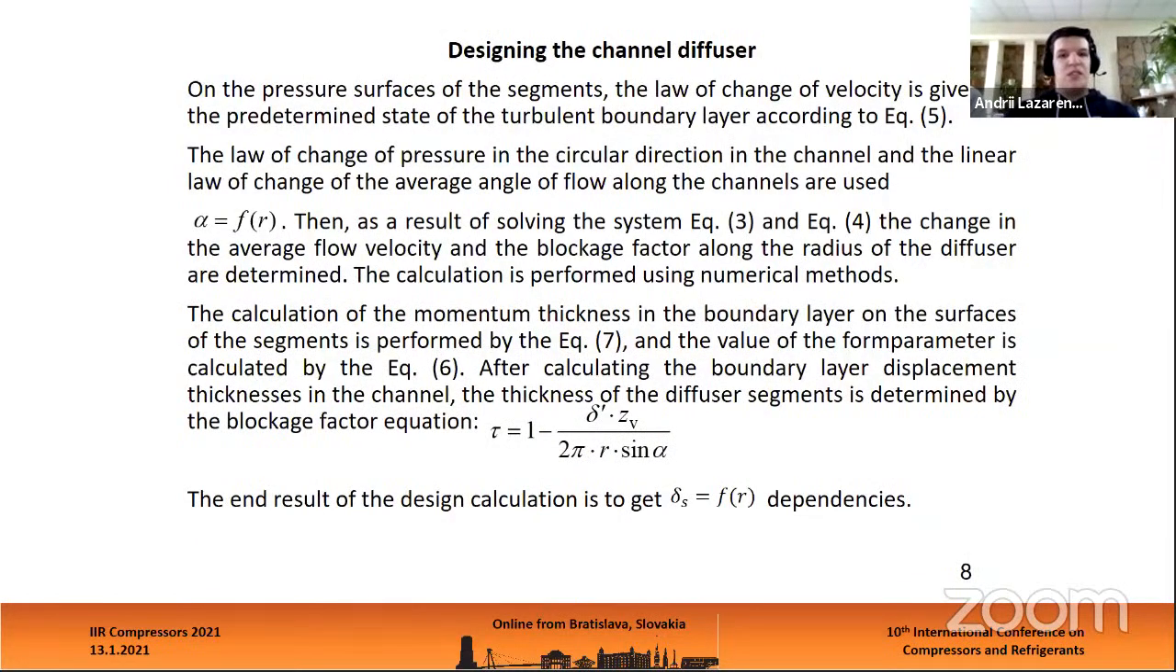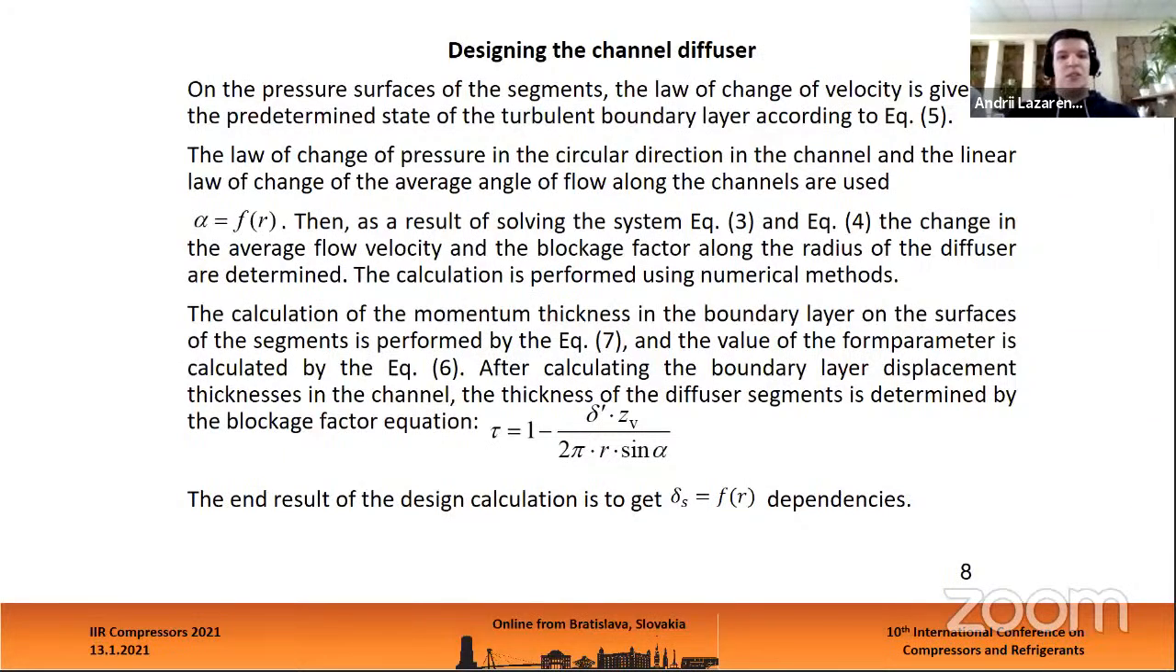On the pressure surfaces of the segments, the law of change of velocity is given for the predetermined state of the turbulent boundary layer according to equation 5. The law of change of pressure in the circular direction in the channel and the linear law of change of the average angle of flow along the channels are used. Then, as a result of solving the equation system 3 and 4, the change in the average flow velocity and the blockage factor along the radius of the diffuser are determined. The calculation is performed using numerical methods.